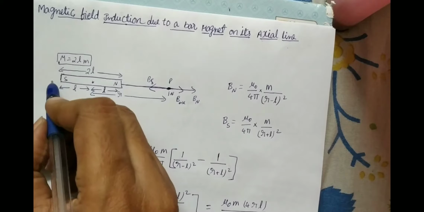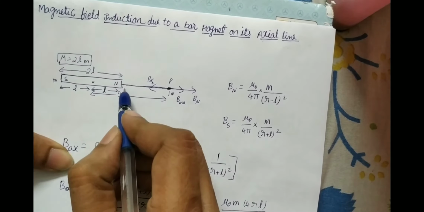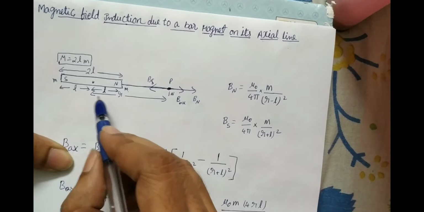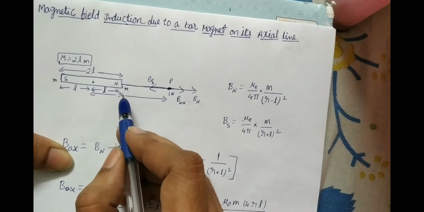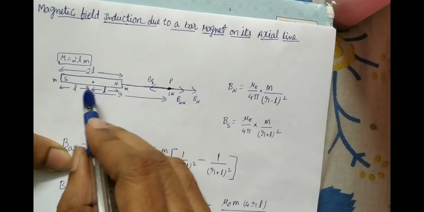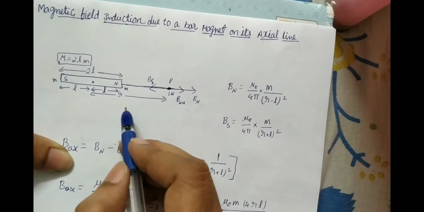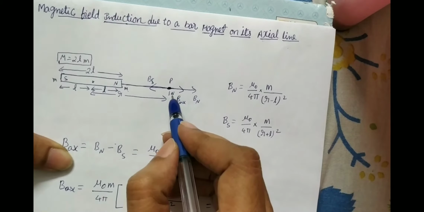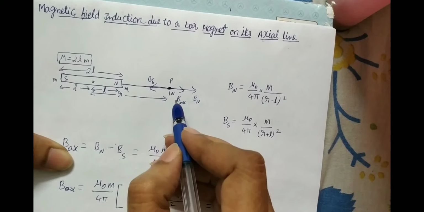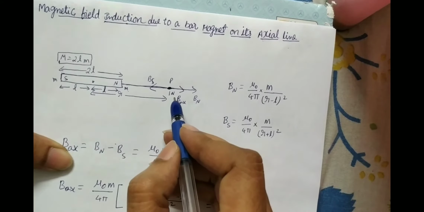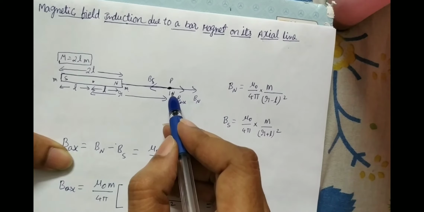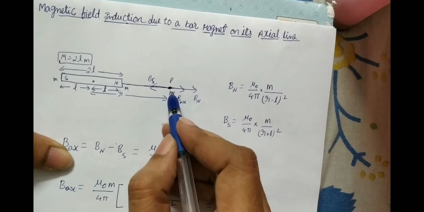Here for this bar magnet we have two poles, south pole and north pole, both with the same strength M. First we will calculate the field induction due to the north pole and the field induction due to the south pole. To calculate field induction at a particular point, you should assume a unit north pole here. Why? Because magnetic field induction means the force experienced by a unit north pole at a particular point. That is what you call field induction at that point.